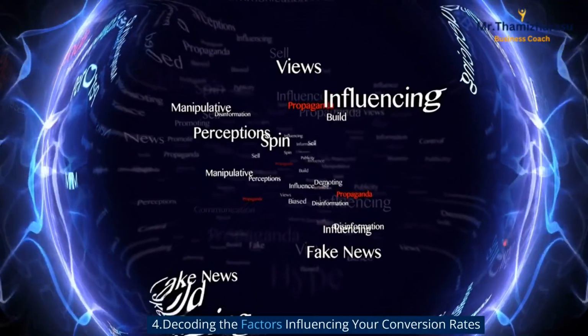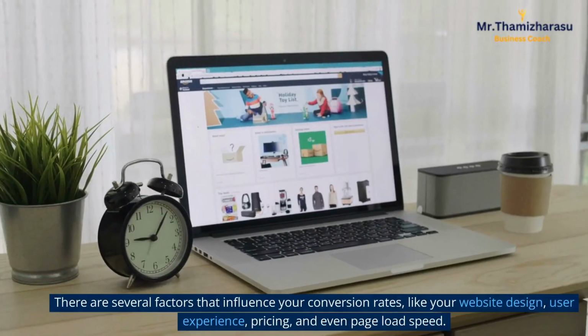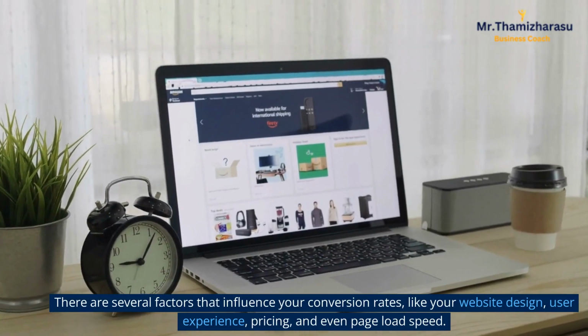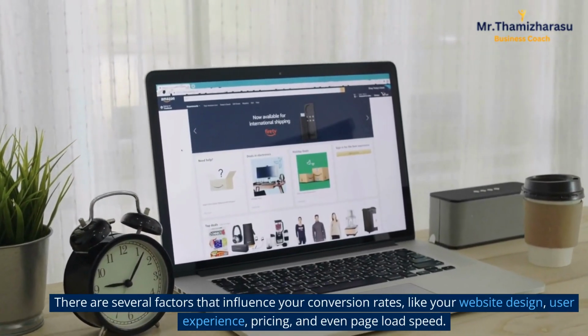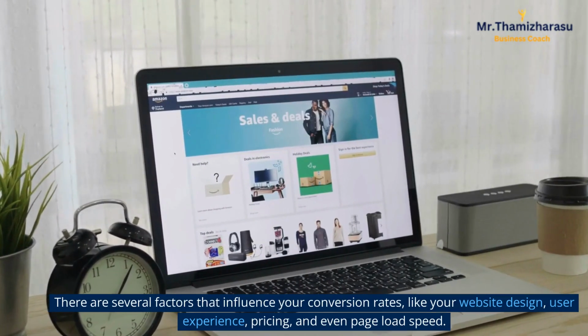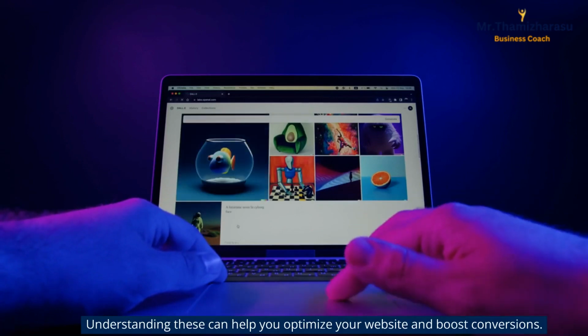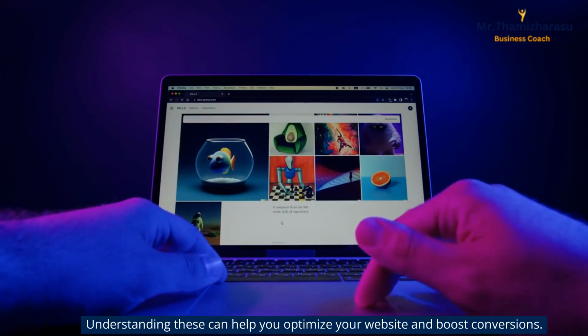4. Decoding the factors influencing your conversion rates. There are several factors that influence your conversion rates, like your website design, user experience, pricing, and even page load speed. Understanding these can help you optimize your website and boost conversions.